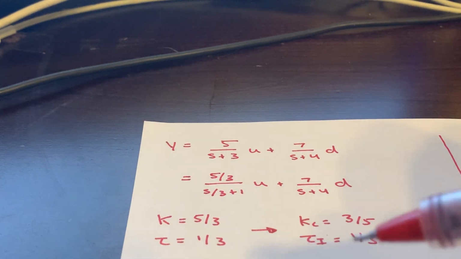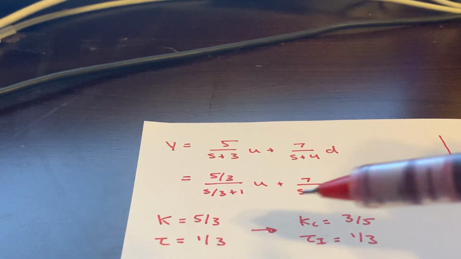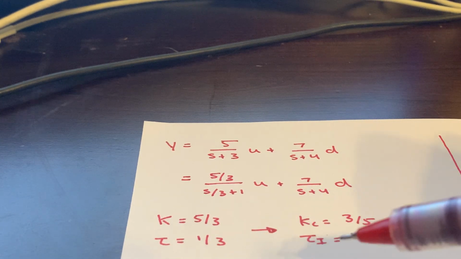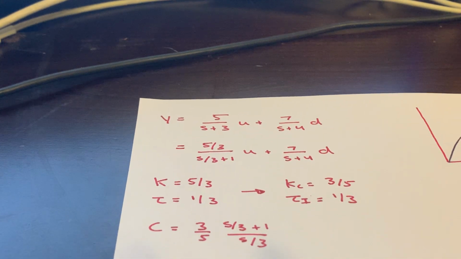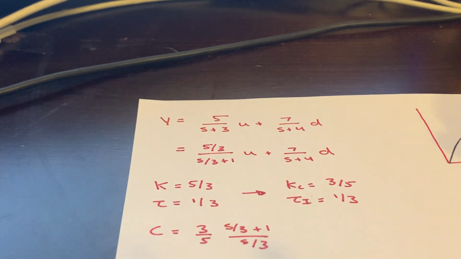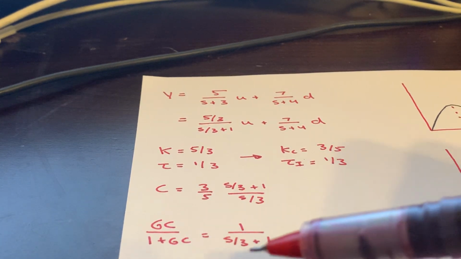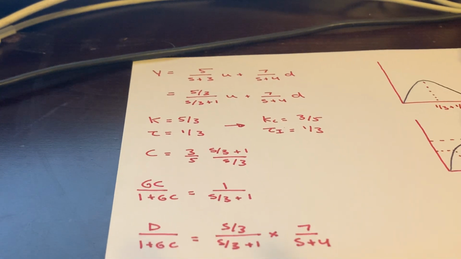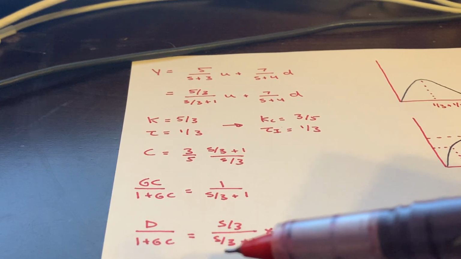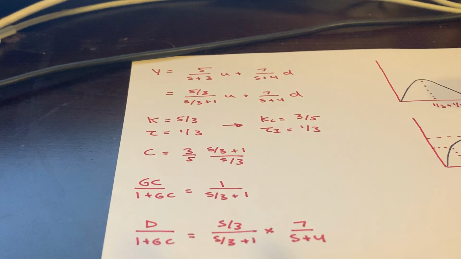And so if we look at the gain of this, it's 5/3, and our time constant is 1/3, which tells us that our PI gain is going to be the inverse of this, so 3/5, and our integral time is going to be the same, so it's going to be 1/3. So that tells us that our controller is going to be 3/5 times (s over 3 plus 1) all over s over 3. If I look at GC over 1 plus GC, just by design, it's going to be 1 over s over 3 plus 1. And our disturbance transfer function is going to be the 1 over 1 plus GC part, so it's s over 3 all over s over 3 plus 1, times our disturbance transfer function, which is 7 over s plus 4.